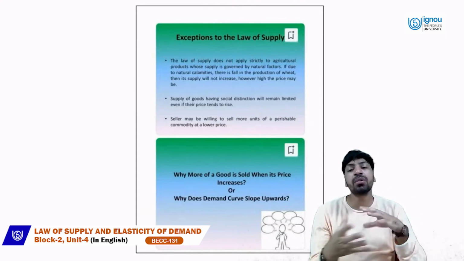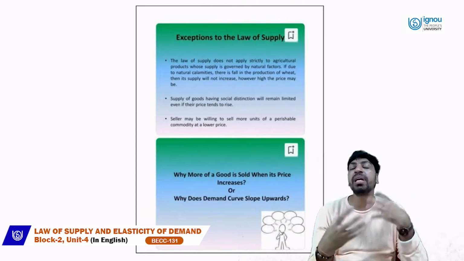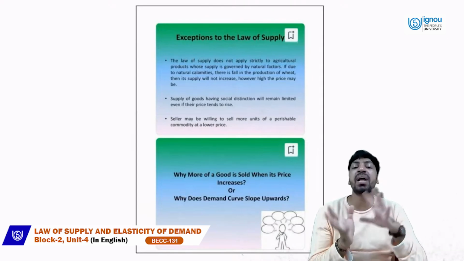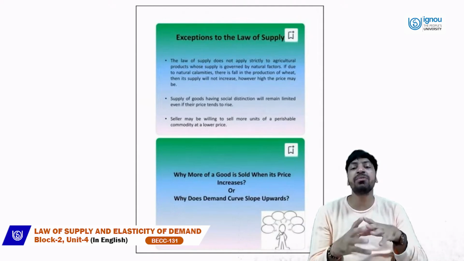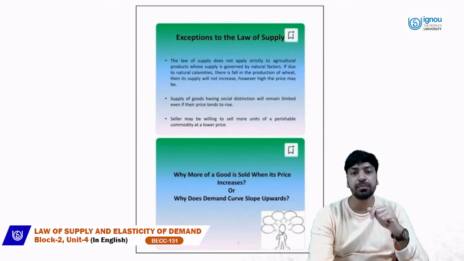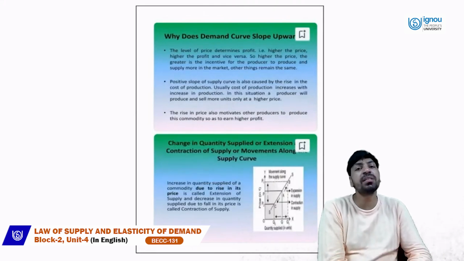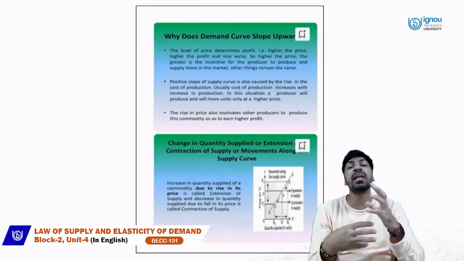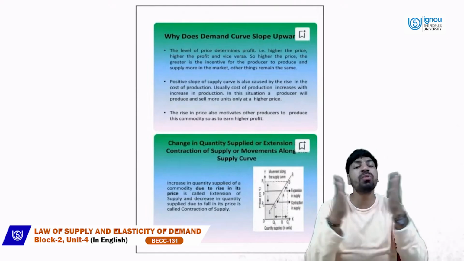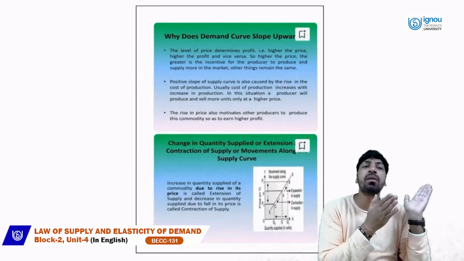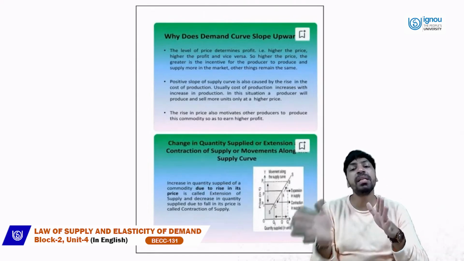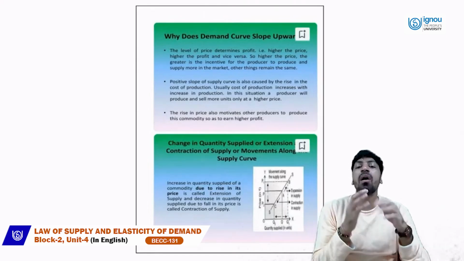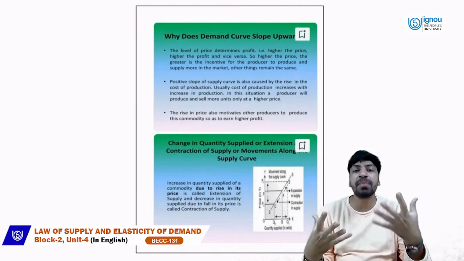So now the next question arises: why is more and more of a good sold when its price increases, and why does the supply curve slope upwards? What are the reasons behind it? The answer to this question is derived from two concepts. The first one is contraction or extension of supply, or the movements along the supply curve, or in other words, a shift of the supply curve.